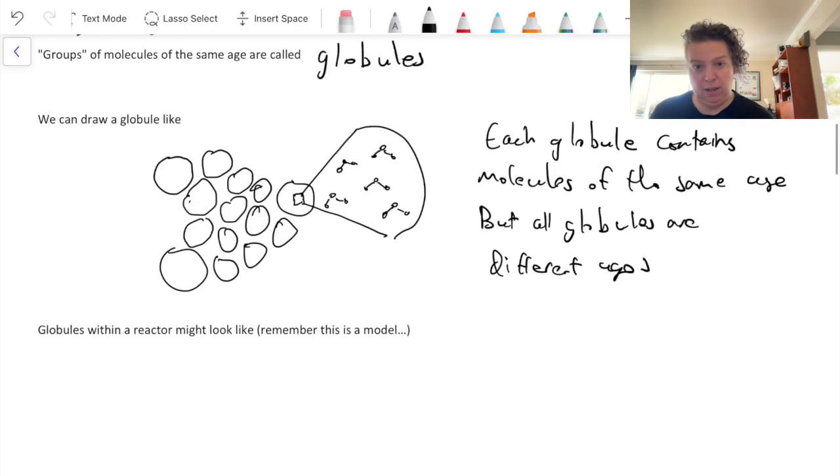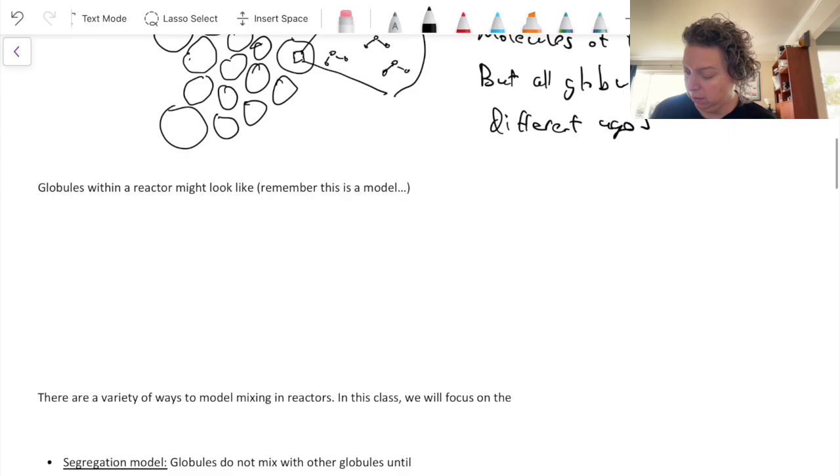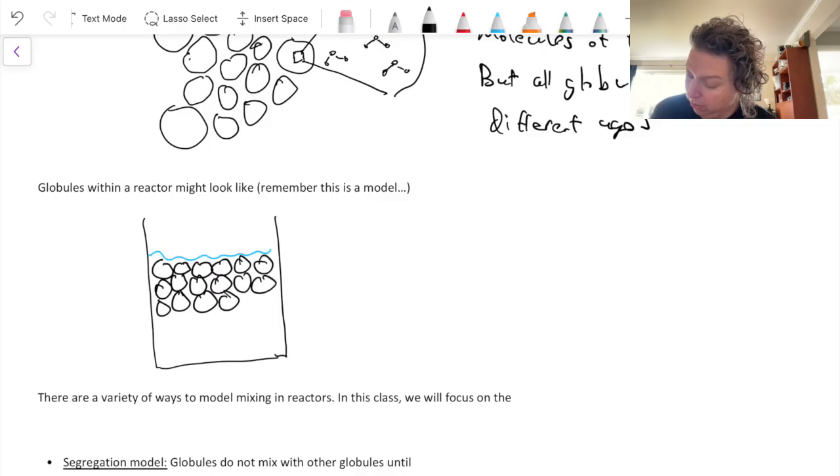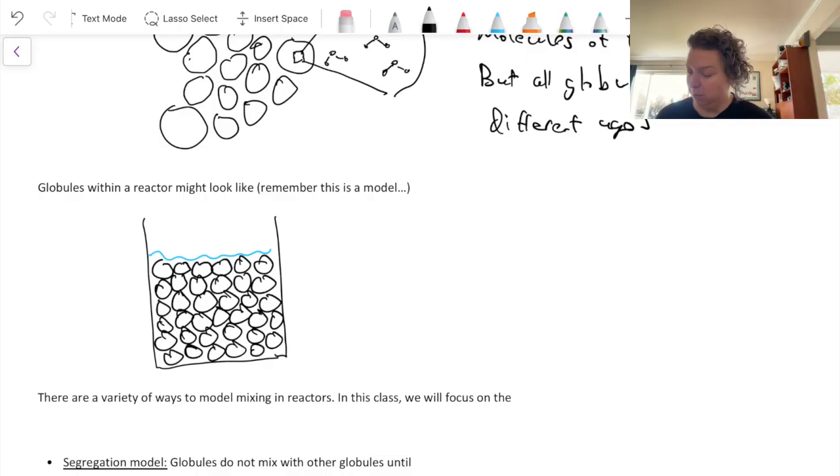So if we had globules within a reactor, what might this look like? I'm drawing this very poorly. It wouldn't necessarily be this organized. Basically, what I'm trying to do here is come up with a model that gives the spatial distribution of concentrations within a reactor. So I have this model. It looks like a bunch of globules, like this.